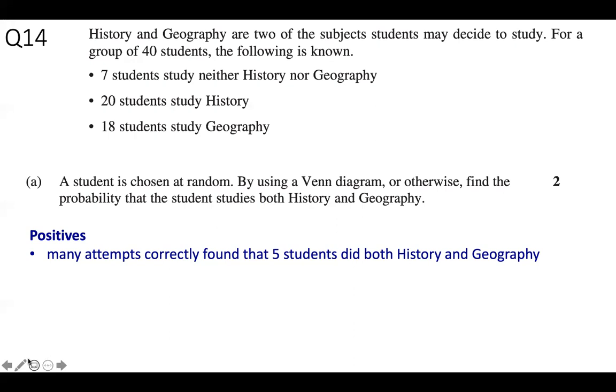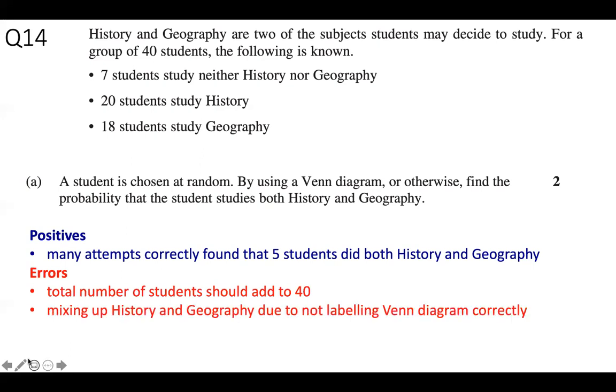Many students did good Venn diagrams, some did good two-way tables, and some did otherwise, didn't use either of those techniques. But many students didn't have all of the numbers in their Venn diagram or their two-way table add up to 40 students in total. That was a mistake some people made because they had the correct number of 5 for both, but their Venn diagram or their two-way table added up to a lot more than 40 students.